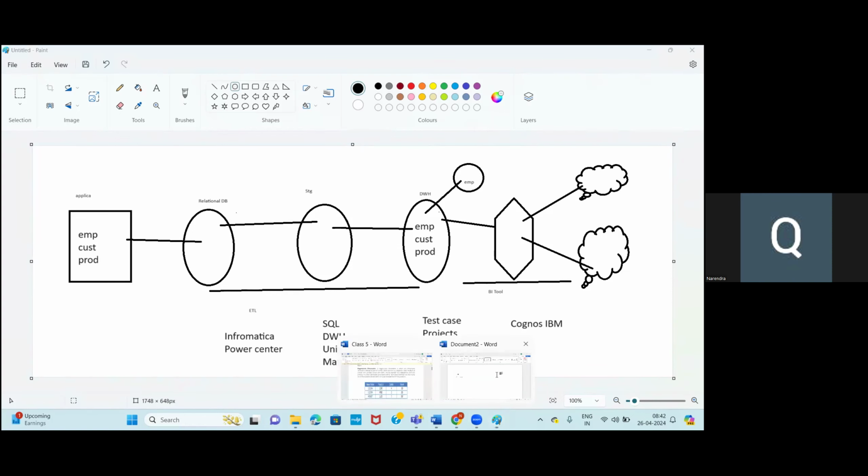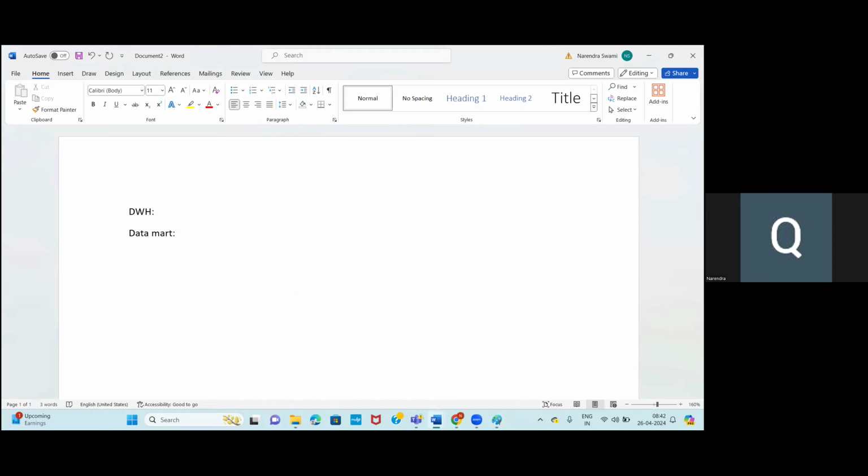Again, data marts have two types: one is dependent and one is independent.